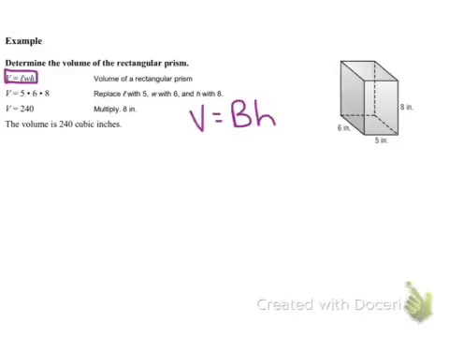Now let's identify our base shape. Again, on a rectangular prism, it's always going to be a rectangle, so it really doesn't matter which two rectangles I use as long as they are parallel, right across from each other. So let's just say we use the top and the bottom.